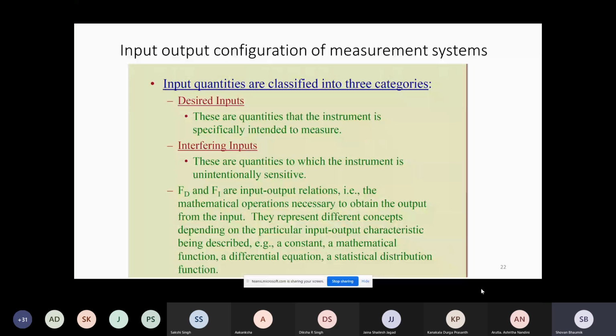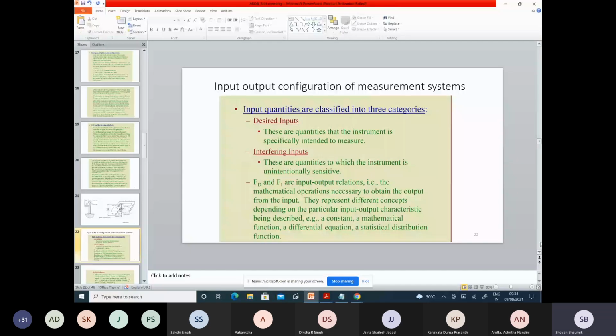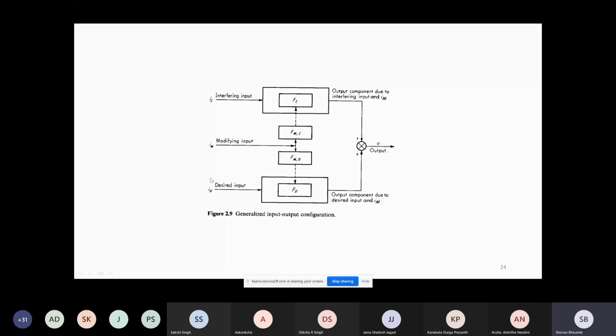So let's come to a block diagram which will make your concept clearer. Now let's see this block diagram. At the lowest part, you see ID. It is written desired input. The desired input, ID, comes into the block FD, and the output goes out. The output component due to the desired input is IM, which goes to the output.